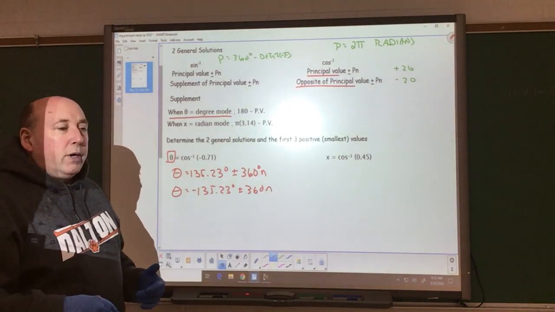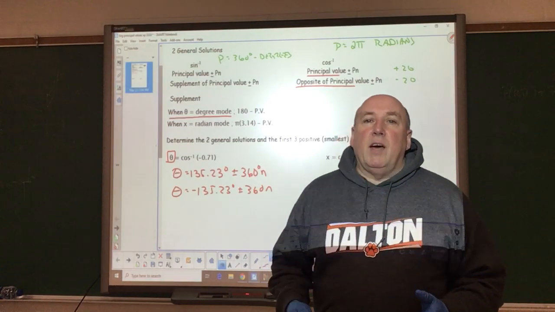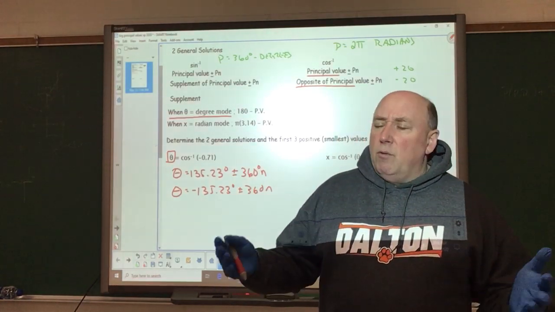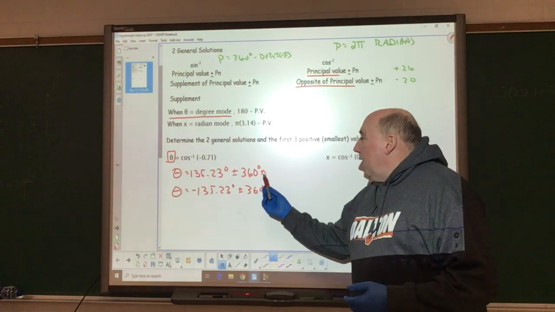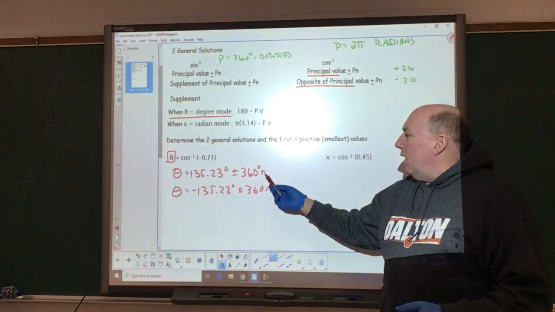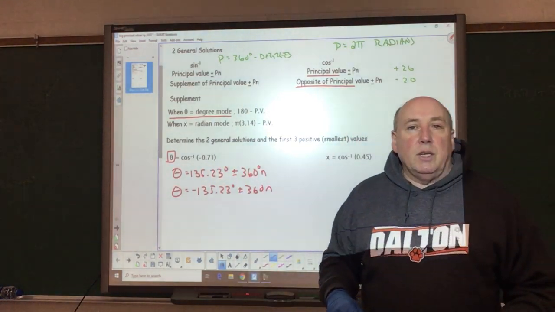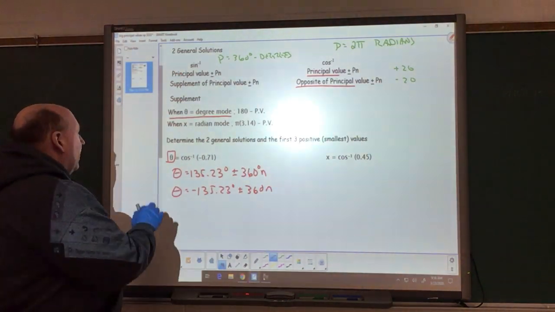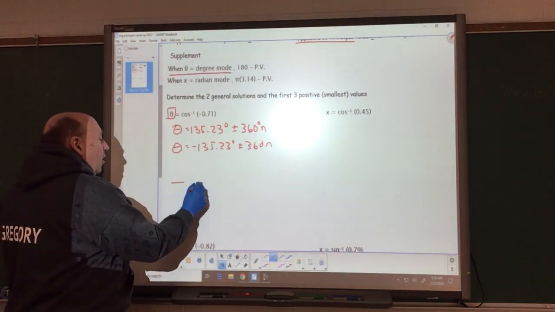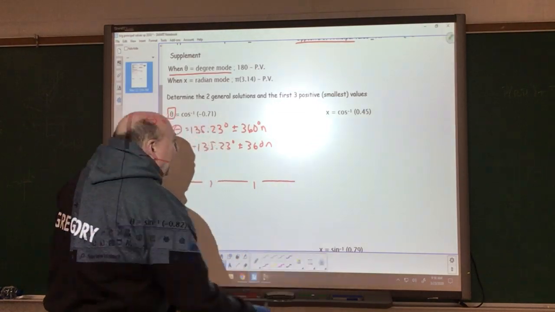Now, if you remember, what we could do with that n is we could get an infinite number of solutions. We could put an n value of 1 in there, 2, 3, 4, 5, 6, 7, 8, 13, 27, whatever. And if I would calculate this out and I would take the cosine of that angle, I should come down to something very close to negative 0.71. Then the next thing we have to do is get our first 3, which is our first smallest positive values.